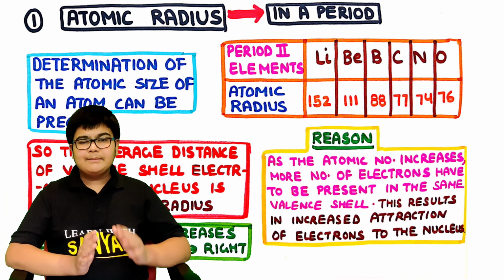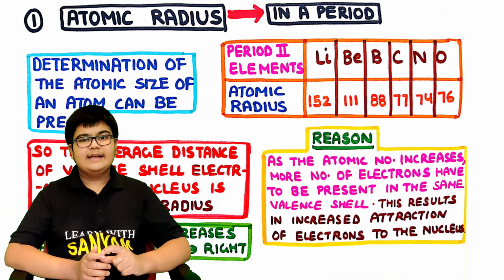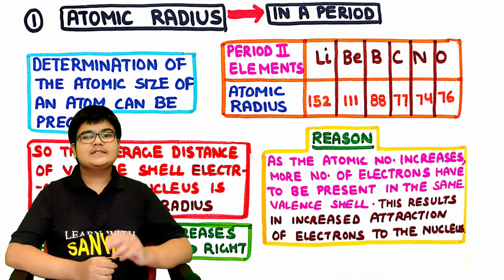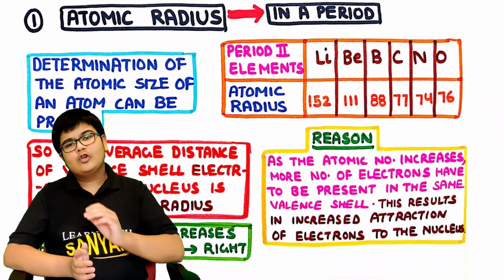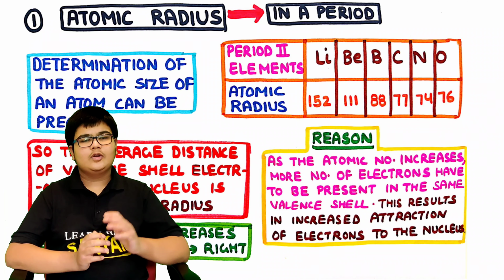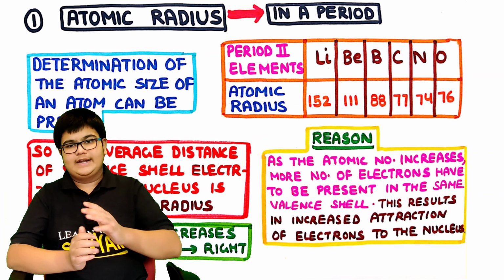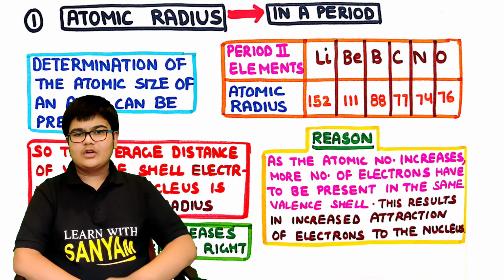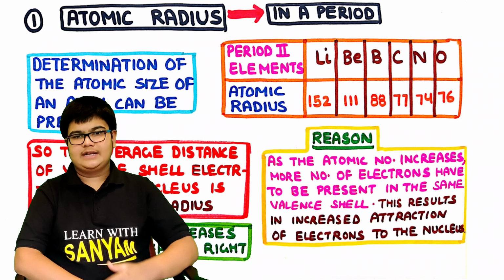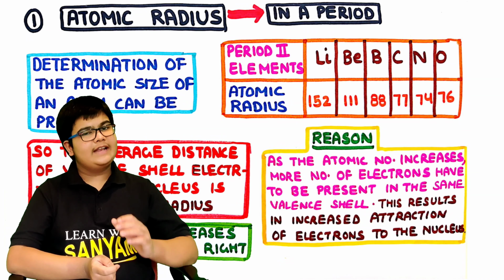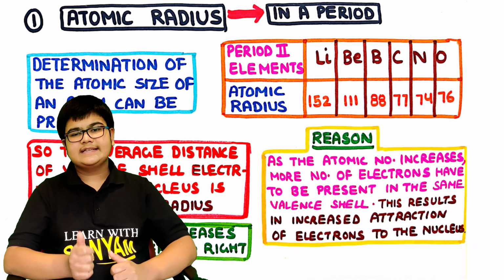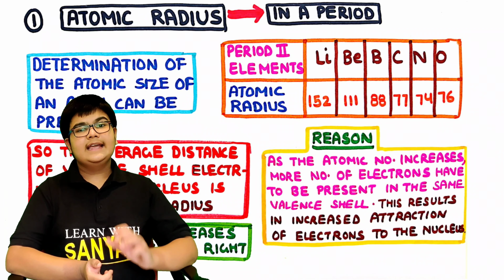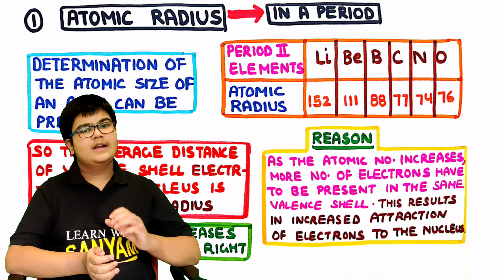We know that when we move from left to right in the periodic table in a period, atomic number increases. The atomic number of lithium is 3, beryllium 4, boron 5, carbon 6, and so on. Now as the atomic number increases, more electrons have to be present in the same valence shell. As atomic number represents the number of electrons, an increase in atomic number means an increase in the number of electrons in that same valence shell. This results in increased attraction of electrons to the nucleus.